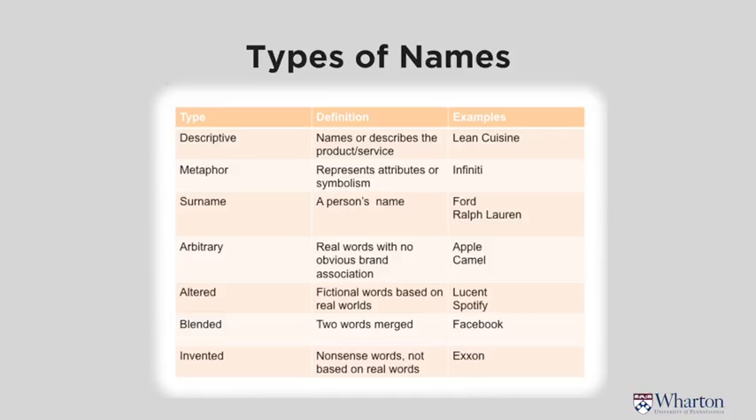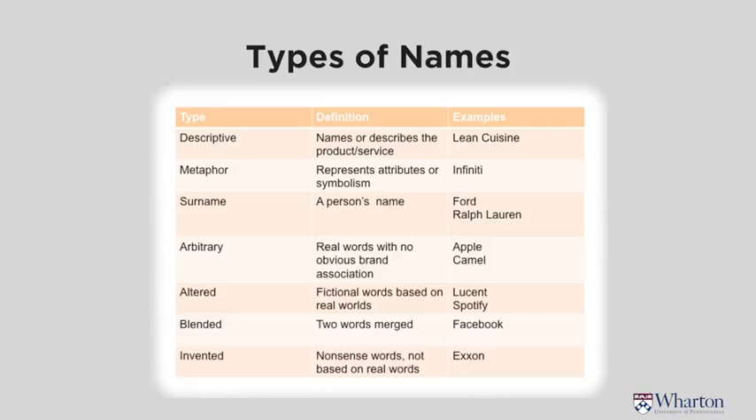A lot of the legacy brand names are based on people's names. So Ford or Ralph Lauren, those are real people, and the brand name was chosen because it's based on a particular person. Sometimes there's brand names where the word means something, but it's not really clear how it applies to the product. Apple's a great example of that. Or Camel. Those are brand names. You know what the words mean, and now certainly they're very famous brand names, so you understand what they are. But they really don't have any direct connection with the product.